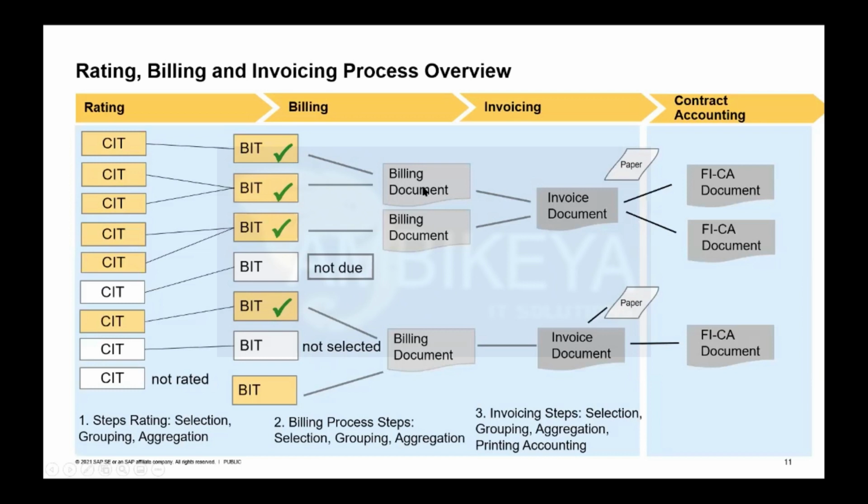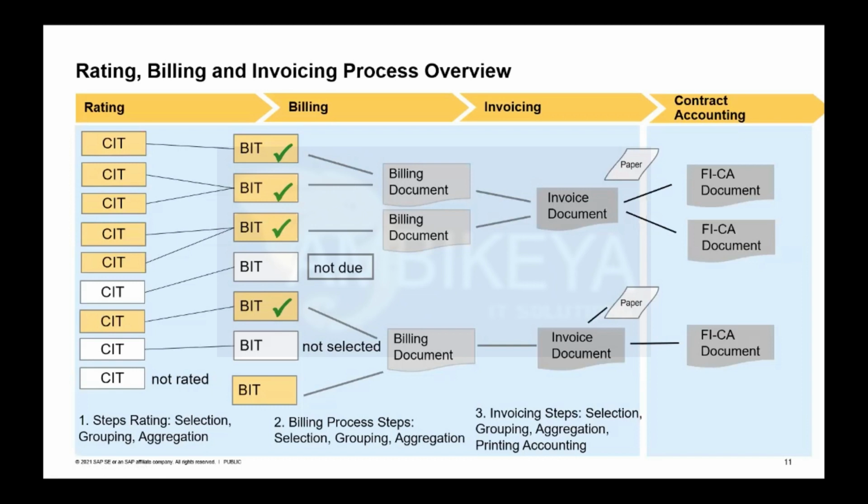With the invoicing process, we select different billing documents and aggregate them to invoicing documents. There are again always the same steps. We select out of the group of documents, we group them and say, we want to have these both together. We do an aggregation and create the next document step. As a consequence of the invoicing documents, we have the creation of the related FICA documents for open item management in contract accounting.